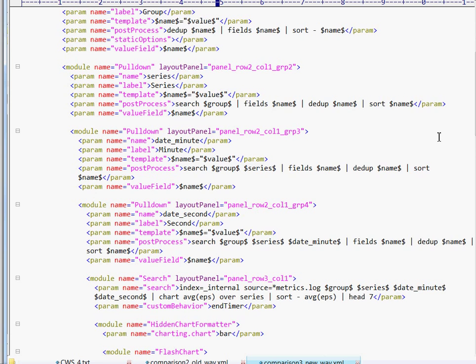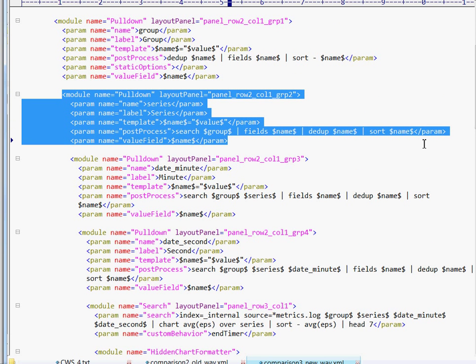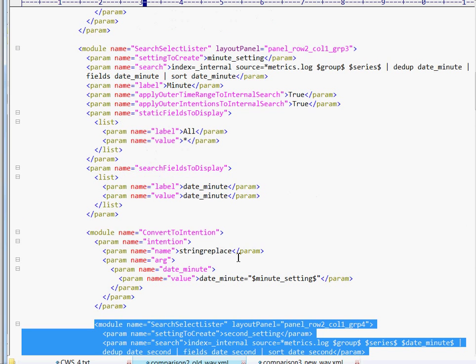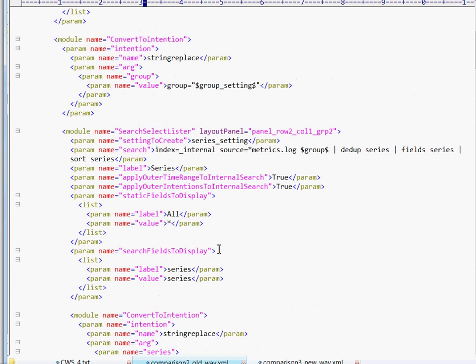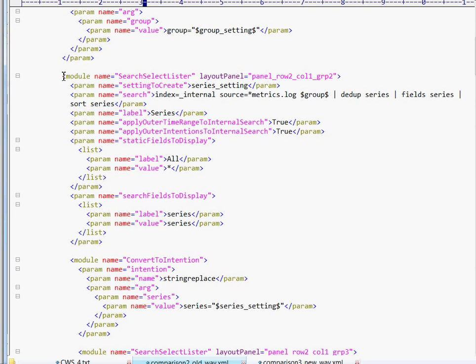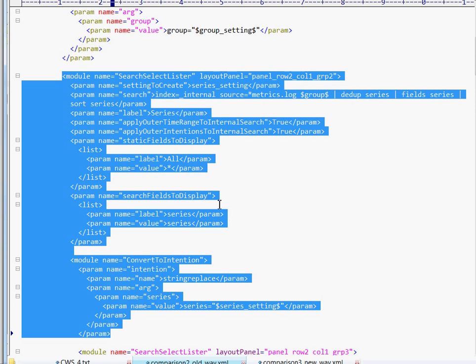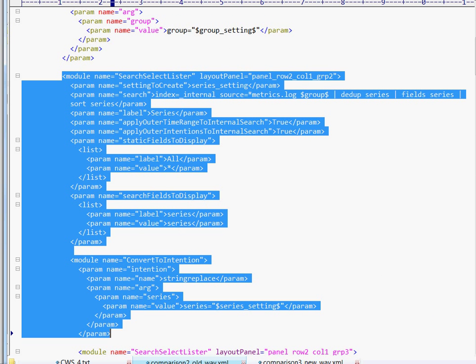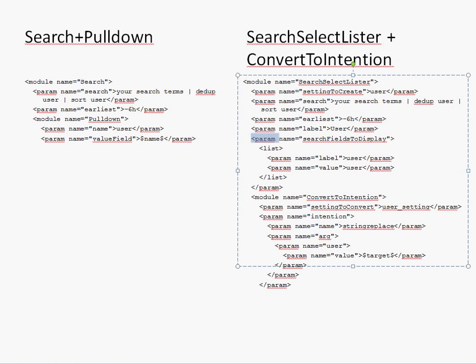So these two views are, this pull down here, all of 6 lines of XML, is actually totally equivalent to, am I even going to be able to find it? Yeah, this one here. So this search select lister plus that convert to intention. Those are the same thing. Okay, coming back. Back to PowerPoint. Did it miss us?